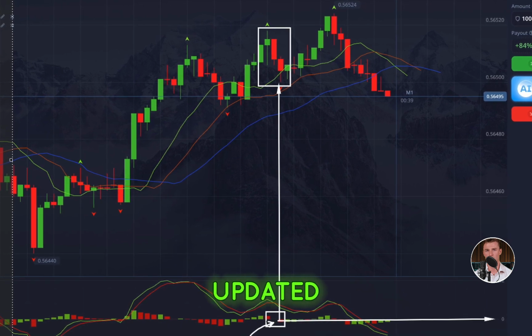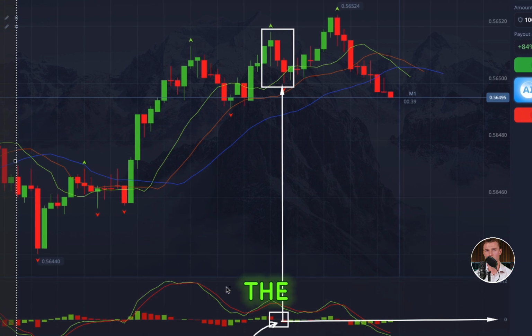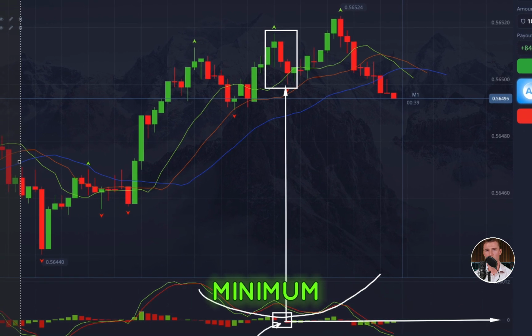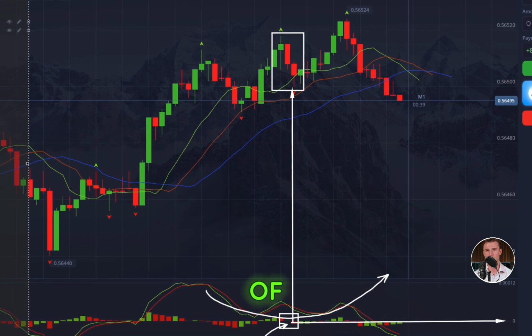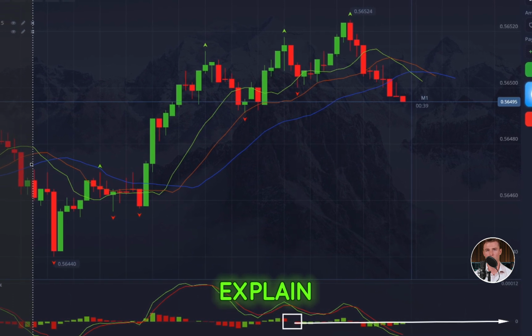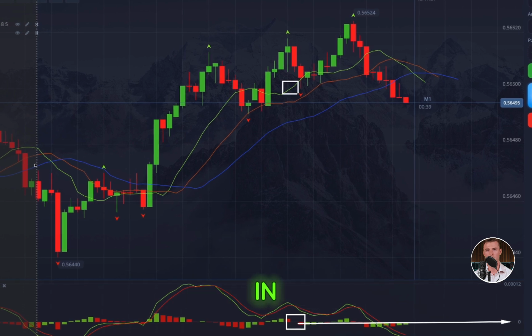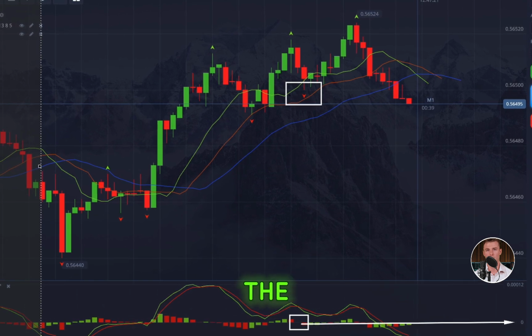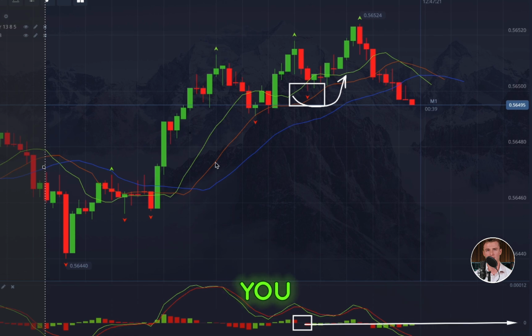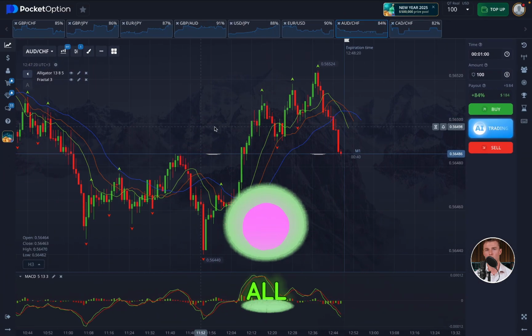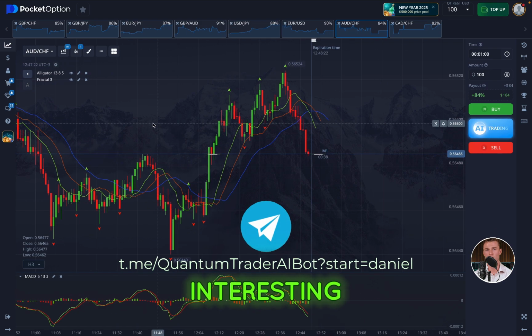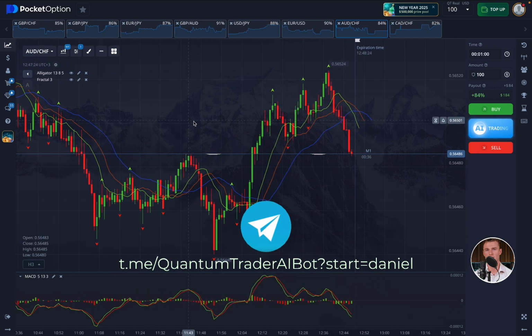We also updated the fractal structural minimum, so it was an ideal buy signal. That's the logic of today's strategy. I will explain each transaction in detail, and I hope that by the end of today's video, you will have as few questions as possible, or at best, there will be none at all. I hope it will be as interesting and informative as possible.